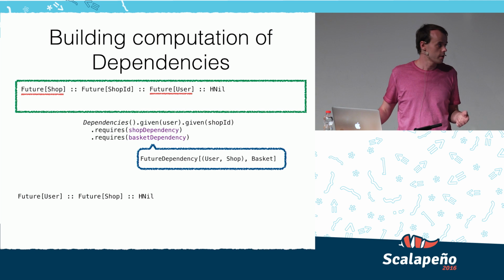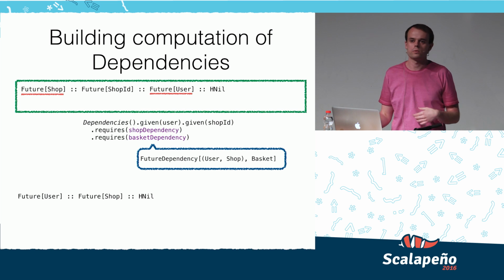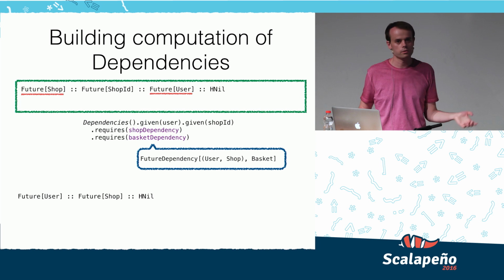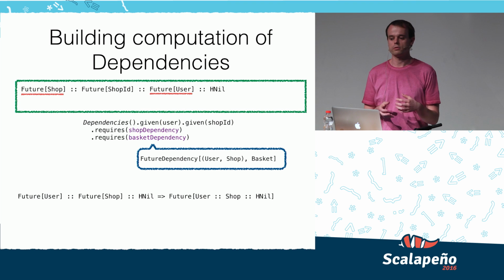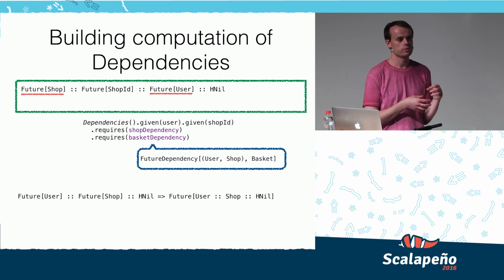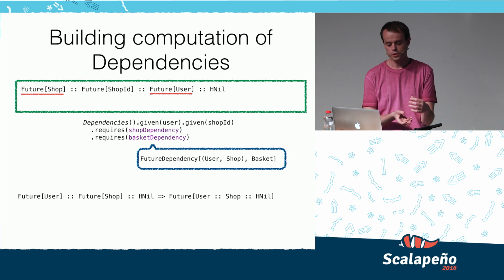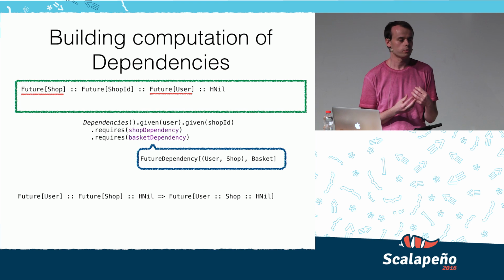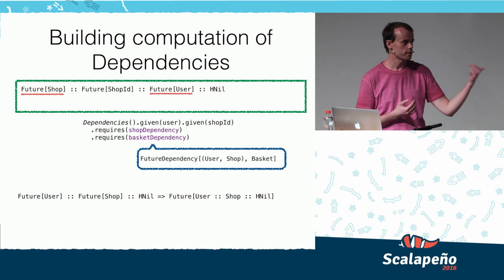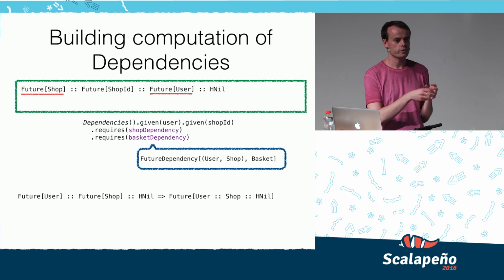And then, having such an HList, we have to do one additional operation, which is just something like a sequence method, which you have learned about at the previous talk. So it can just convert a list, in this case an HList of futures, to one future with an HList. So this is what we get as the result. A future with this particular HList, with user and shop.